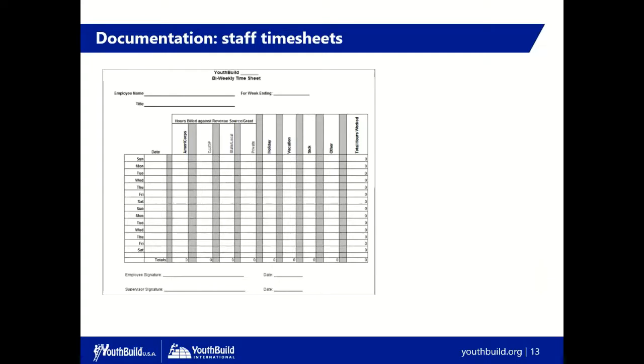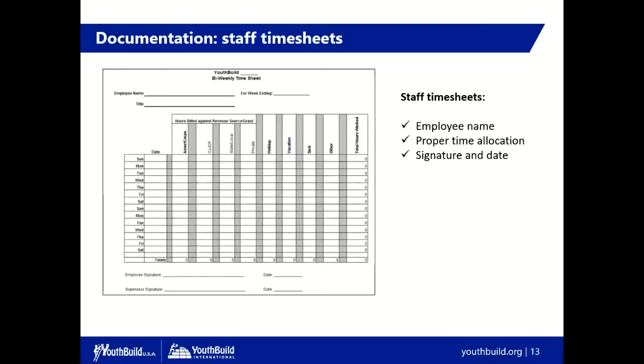So whether you are using your own staff timesheet or the one we provide, there are important things that the staff timesheet needs to include. It should indicate the employee name, and it should properly allocate time. As I mentioned, if an employee works on different grants, their time needs to be allocated based on your cost allocation plan. And it also needs to include signature and date.